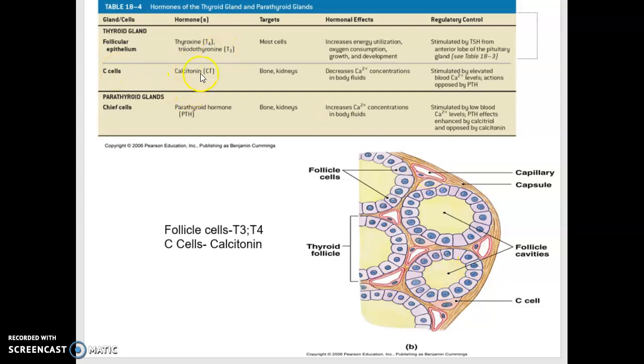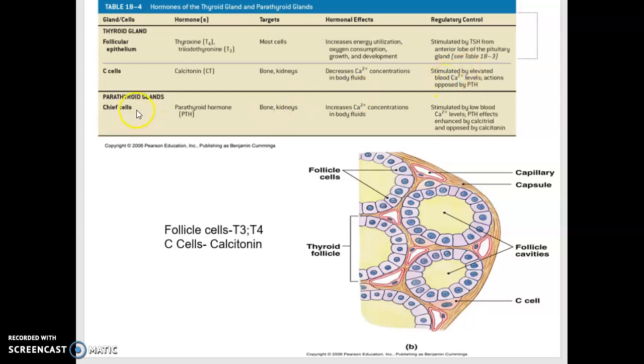It's the C cells that produce a hormone called calcitonin. And what that does, that goes to our bone and kidneys, and it decreases the calcium that's in our blood, okay, and it's stimulated by a high blood calcium level. So again, it's basically removing calcium from the blood. So we got too much calcium.